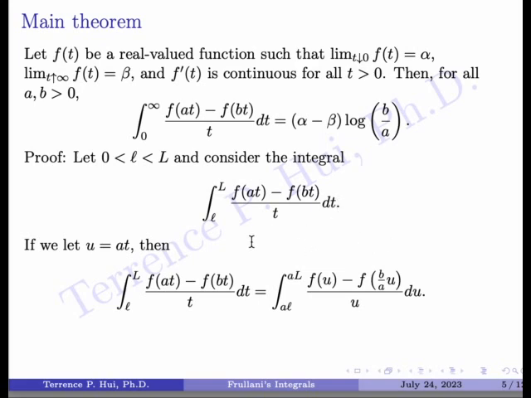Okay? So now, under this format, let's make a substitution. Let u equal a times t. Okay? Then when t is little l, u is a little l. When t is big L, then of course u is a capital L. Now, u is at, so the first part here is just f of u. Now, the second part is bt. So if you solve for t here, u over a equals t. So bt becomes b over a times u.